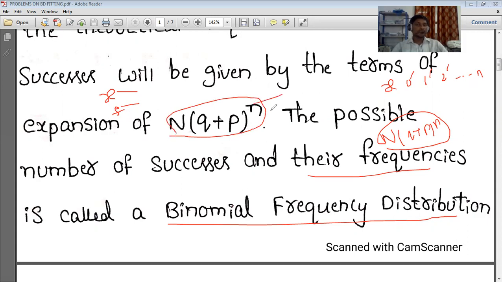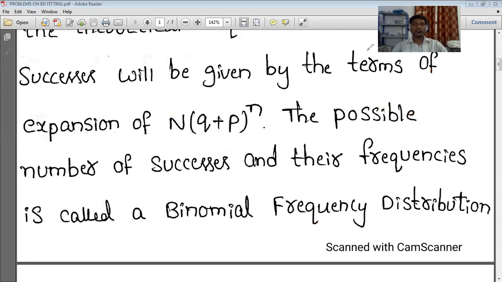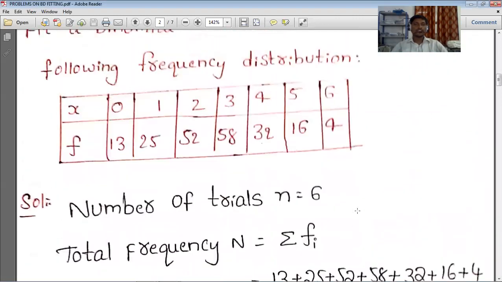Here small n is nothing but the number of trials and capital N is nothing but the total frequency. So p represents success and q represents failure. This is the one we are going to see in the problems. Next, let us see the first one.